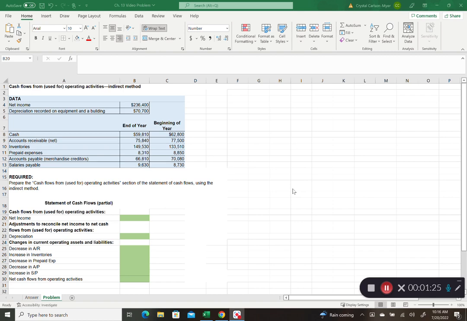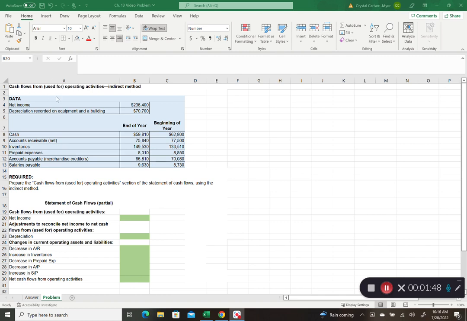And again, I typically only cover the indirect method in an introductory accounting course because it's prepared by most companies. So I don't really get into the direct method too much. I just want students to be aware that there are two different methods. But if your particular instructor wants you to cover the direct method, make sure to cover that type of problem so you know how to prepare it. All right, so let's look at this problem.